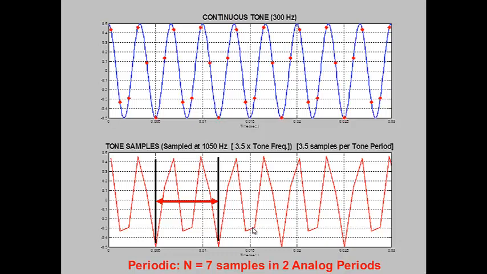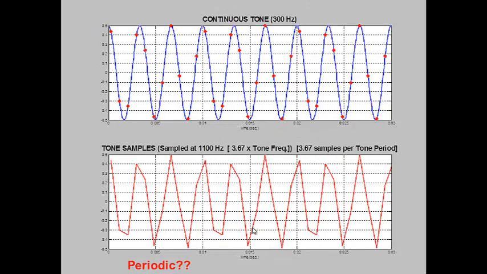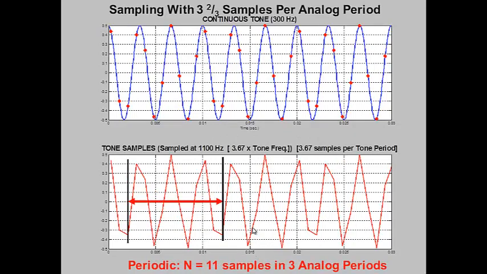Because in 7 samples, exactly 7 samples, I get 2 periods. And that pattern repeats. Right? Likewise, use 3 2/3 samples per period. Well, that still produces a periodically repeating pattern. Same thing happening over and over again. Because with this particular number of samples, I get exactly 11 samples in exactly 3 periods. So this was what he was getting at.